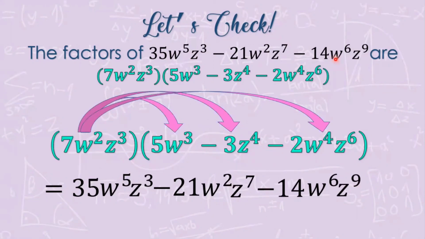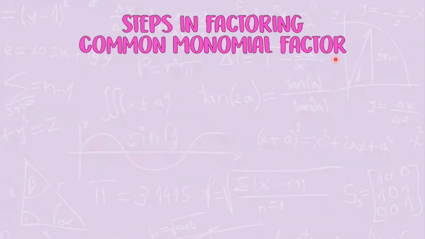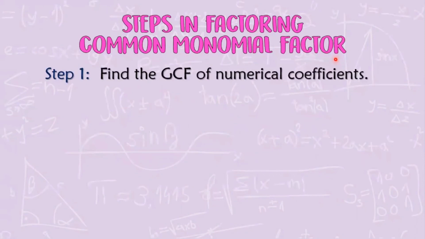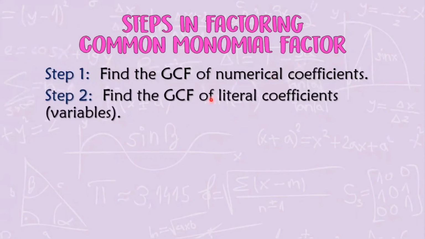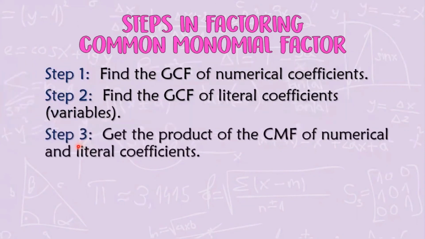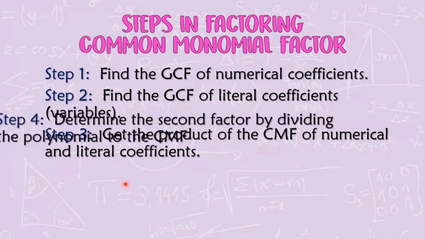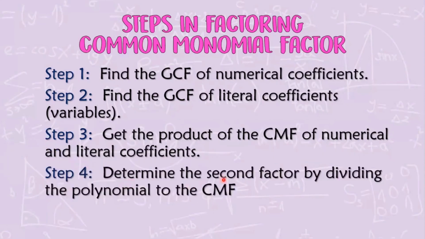Good job, guys! So again, let us recall what are the steps we do in factoring polynomials using the common monomial factor. Step 1 is to find the GCF of the numerical coefficients. Step 2 is to find the GCF of the literal coefficients or the variables. Step 3, get the product of the common monomial factor of the numerical and literal coefficients. Step 4, determine the second factor or the other factor by dividing the polynomial to the common monomial factor.